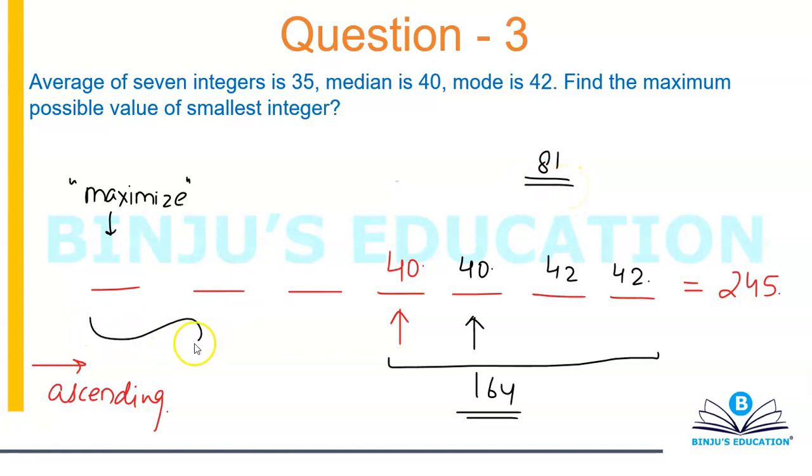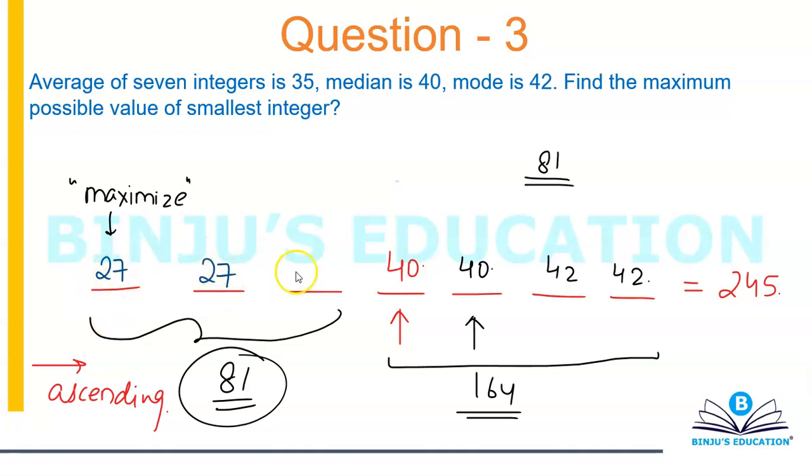Which means the sum of these numbers will be equal to 81. Now can we divide 81 by 3? I guess we can, and that will be 27. So the maximum possible value of the smallest integer, or the integer at the first blank, will be 27. It cannot be anything greater than 27. That's not possible.